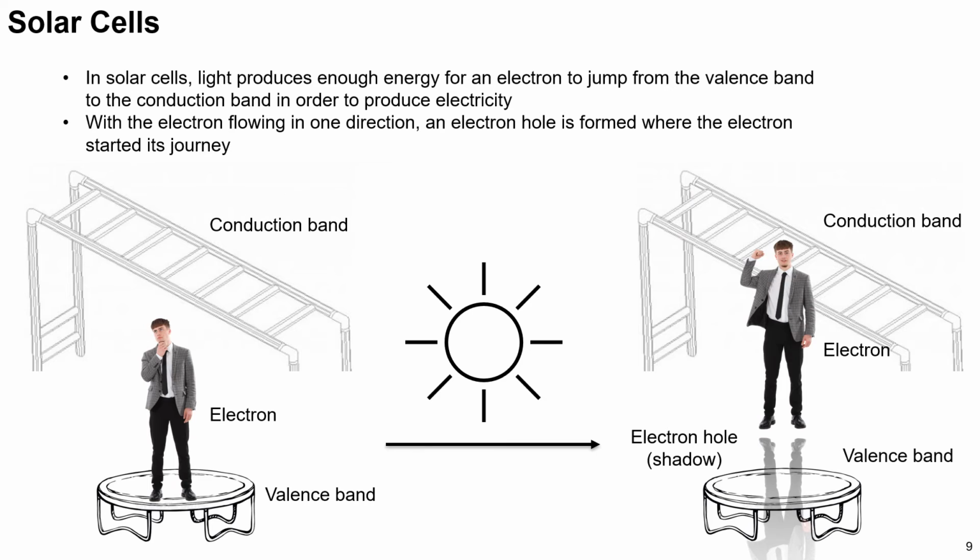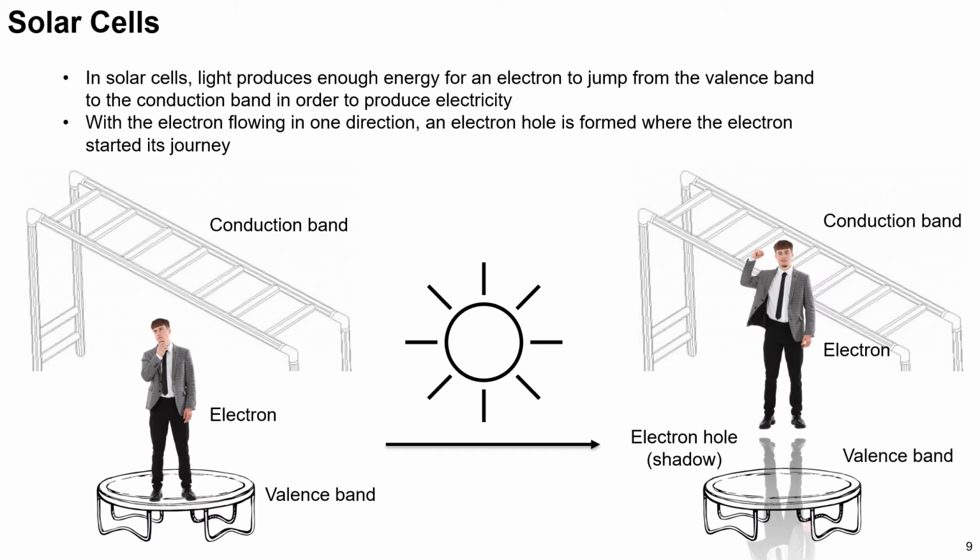So now that we know how this guy is going to get up to those monkey bars, let's put this in a little bit clearer terms in solar cells. So in solar cells, light produces enough energy for an electron or the person to jump from the valence band, or the trampoline, to the conduction band, or the monkey bars, in order to produce electricity. With the electron flowing in one direction, an electron hole is formed where the electron started its journey.